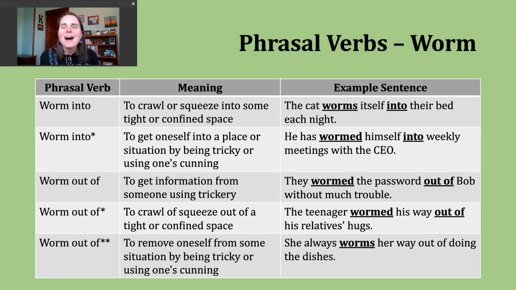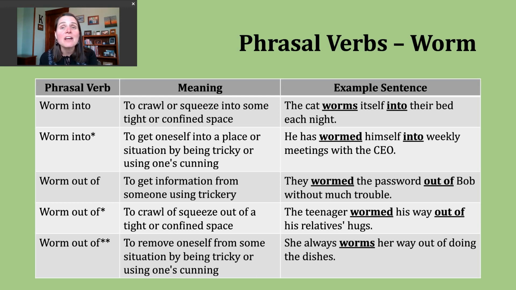So we can picture that cat crawling, getting between a couple of sleeping people, so squeezing into that tight space. A second way worm into gets used can mean to get oneself into a place or situation by being rather tricky, using one's wit or one's own cunning. Okay, an example of this: he's wormed himself into weekly meetings with the CEO. Some people really like the idea of being in the presence of, meeting with, talking with very important people. So here, sounds like this is not a person that really needs to be meeting with the CEO because there is a project or some type of matter, but this person has found a way to have this face-to-face time with this very important individual.